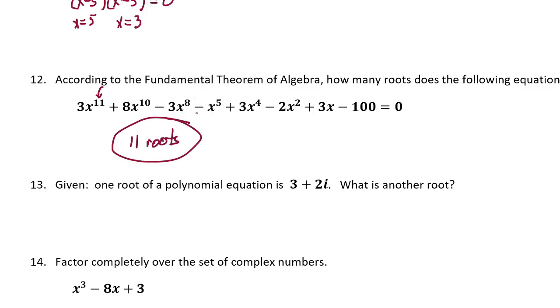Number 13, given one root of an equation is the complex number 3 plus 2i. What's another root? There's a theorem that says if you have a complex root, then its conjugate is also a root. So we really want the conjugate of this number. That's 3 minus 2i. When you do a conjugate, you're not changing the real number term. You're only changing the sign in front of the imaginary term.